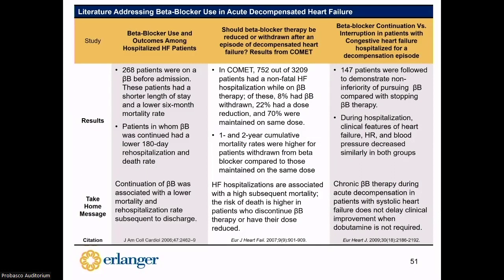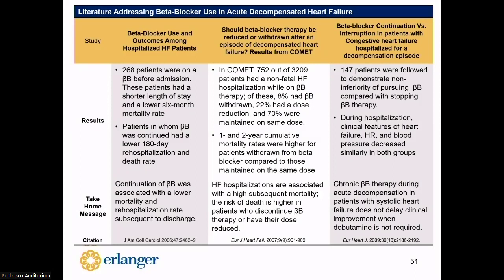Starting with the first one, which is beta blocker use and outcomes among hospitalized patients. This was a study that aimed to determine the effect of beta blocker therapy on patients who are hospitalized with heart failure who were enrolled in the ESCAPE trial. They evaluated 268 patients who were on a beta blocker before admission and determined that they had a shorter length of stay and a lower 6-month mortality rate. Patients who had beta blockers continued also had that lower 180-day rehospitalization and death rate. And so their take-home message was that the continuation of a beta blocker led to lower mortality and rehospitalization subsequent to discharge.